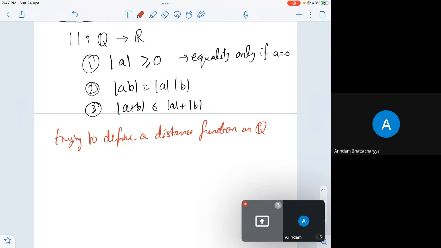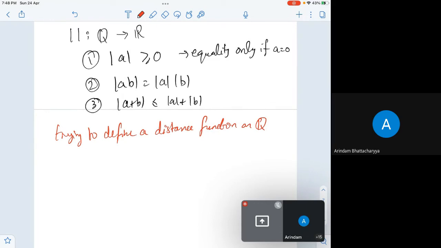Can anyone give me an example of a norm on Q? Can someone give me an example of a function on Q which satisfies all these properties? Just the usual absolute value works.